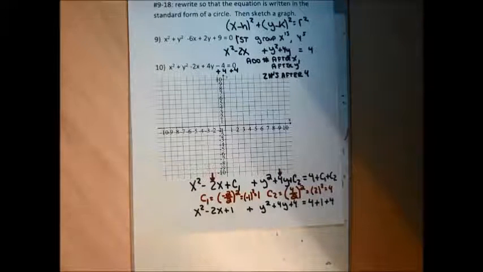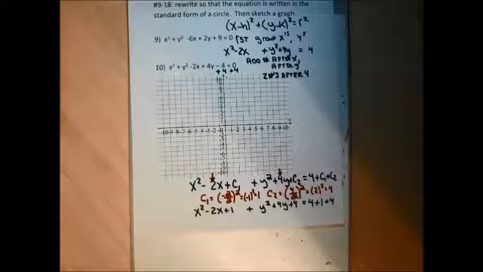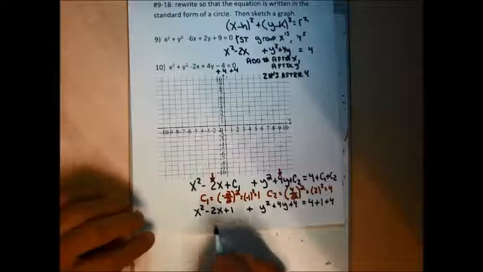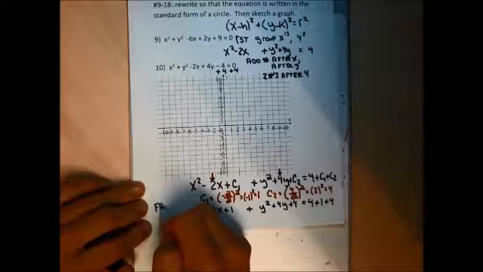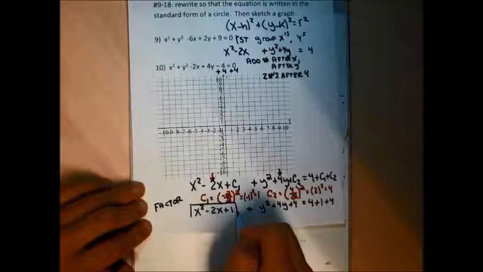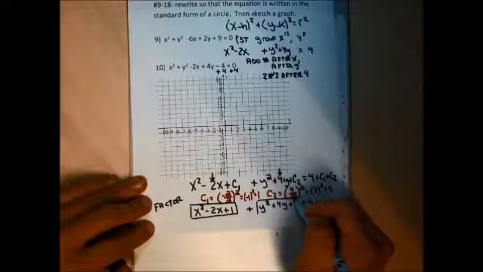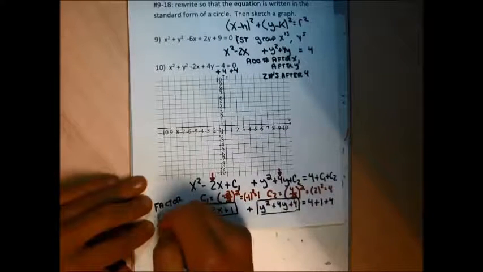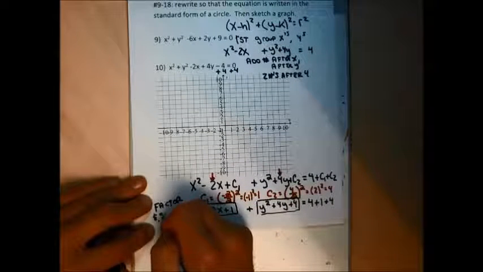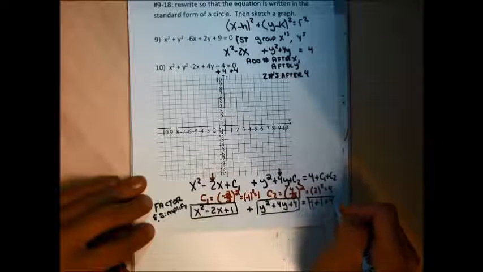Now I've taken the problem and made it way messier than the original problem. I've got the x's grouped together in a set of 3, which is factorable. The y's grouped together in a set of 3, which is also factorable. And the numbers to the right of the equal sign are addable. So the next thing I'm going to do is factor my group of x's with its C1, factor my group of y's with their C2, and simplify the right-hand side.